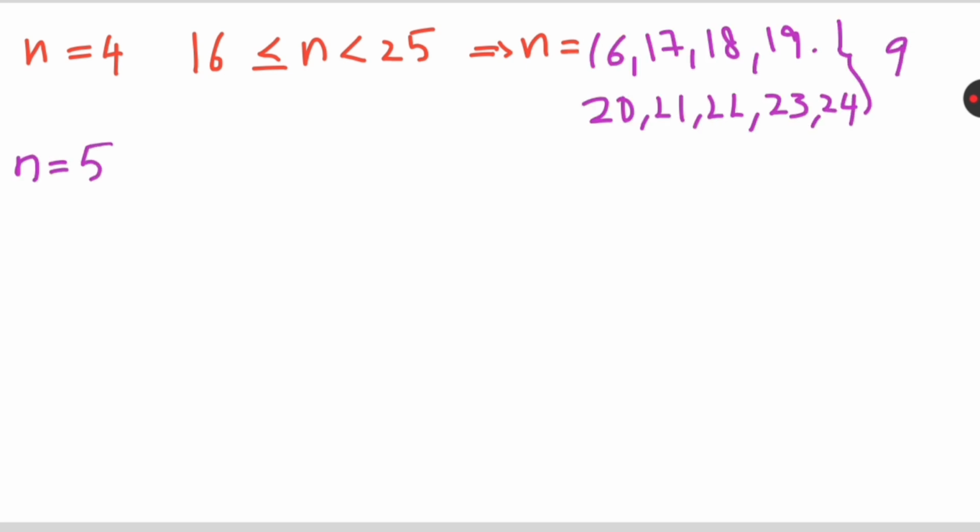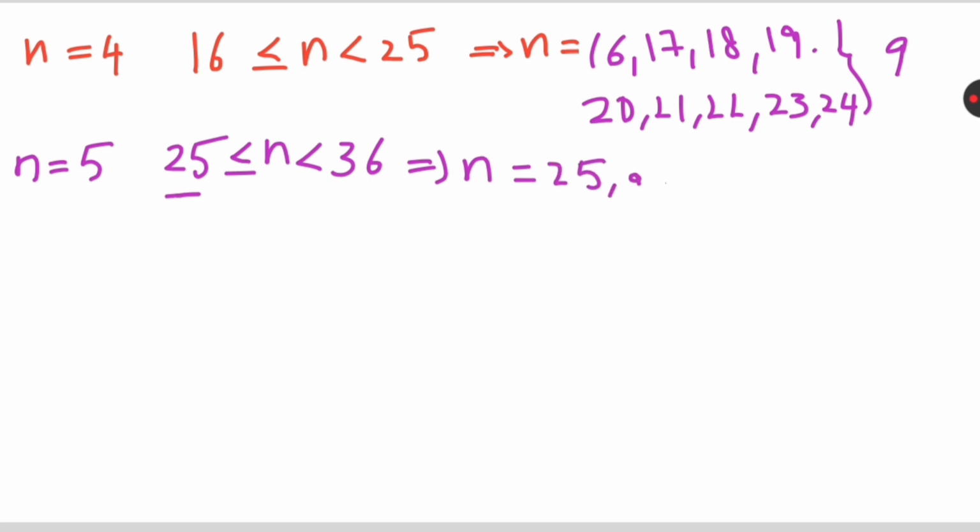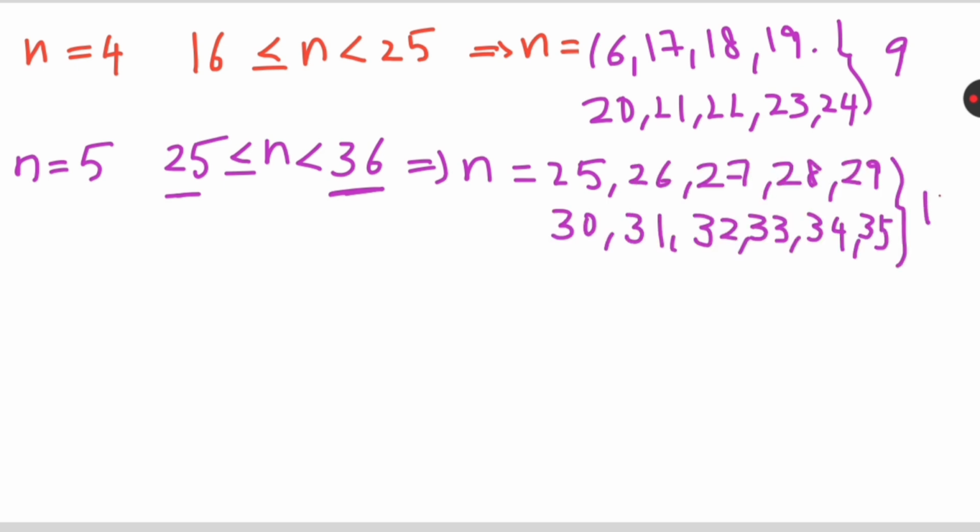We are going to take 5, which is 5 power 2 less than or equal to n less than 6 power 2. 5 power 2 is nothing but 25, and 6 power 2 is nothing but 36. Now we are taking this range. How many terms are we going to get? We start from 25 and go up to 36, so you have to go up to 35. Here we are going to get 11 terms.